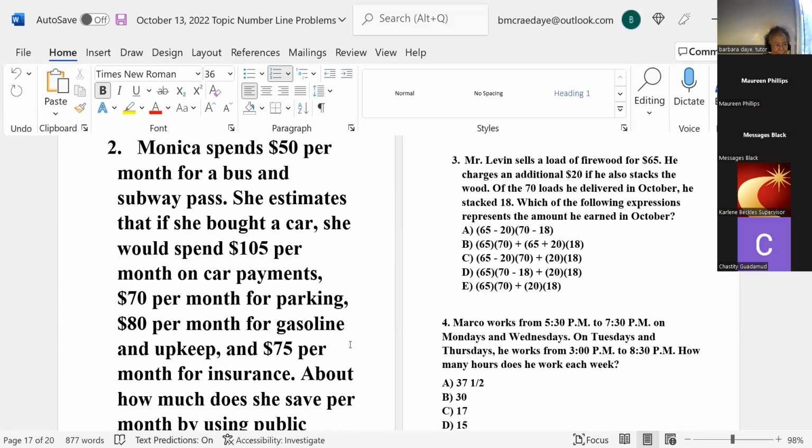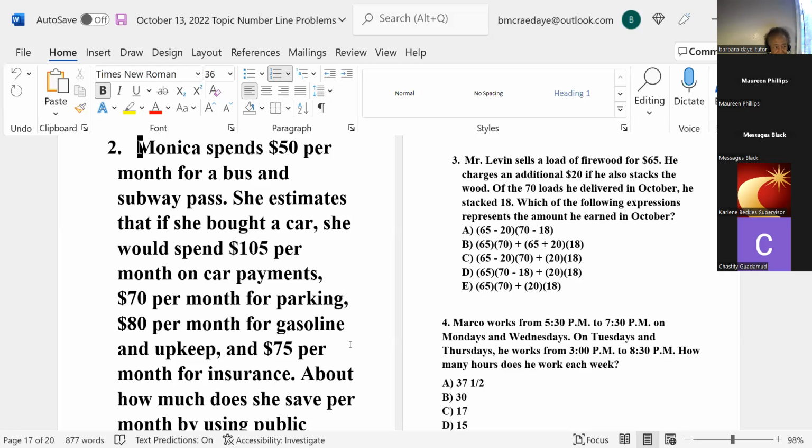I'm sorry, Miss, can you repeat what you said? This is Monica spending so much money a month for a bus subway pass. No. The question is what we should do. That's what I'm asking. The question is how much does she save per month by using public transportation versus buying a car and the upkeep of the car? Okay, got it.